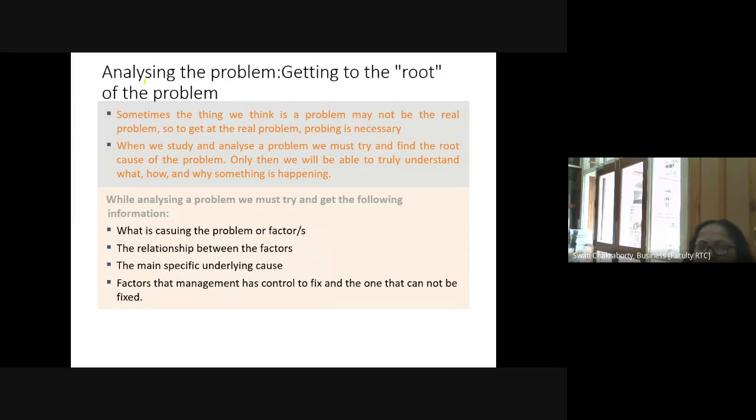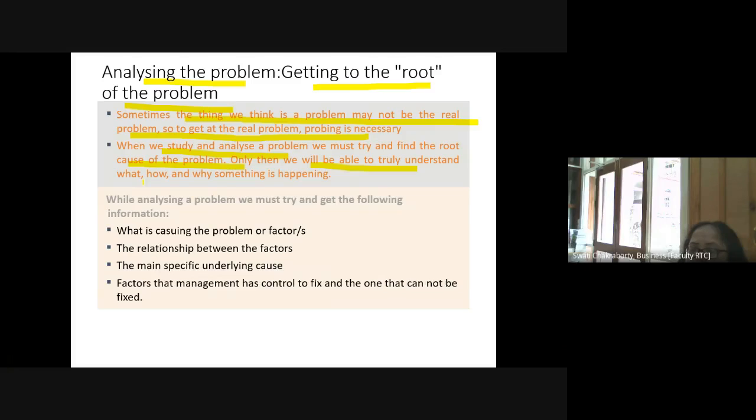So, what do we have to do when we analyze the problem? We are getting to the root of the problem. Sometimes the thing we think is a problem may not be the real problem. So, what do we have to do to get to the real problem? What is important is we need to probe. And when we study and analyze a problem, we must try to find out the root cause of the problem. Only then will we be able to truly understand correctly what, how, or why certain things are happening.